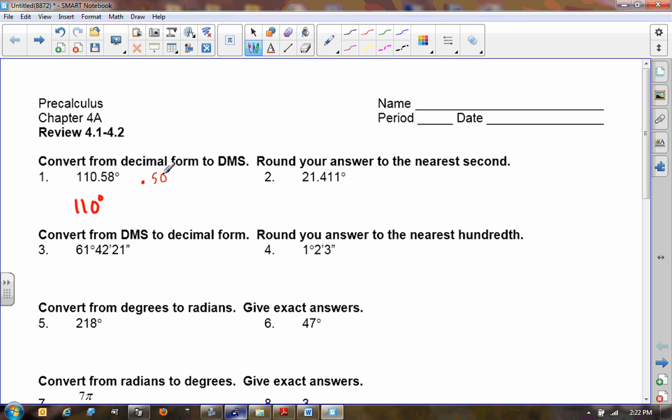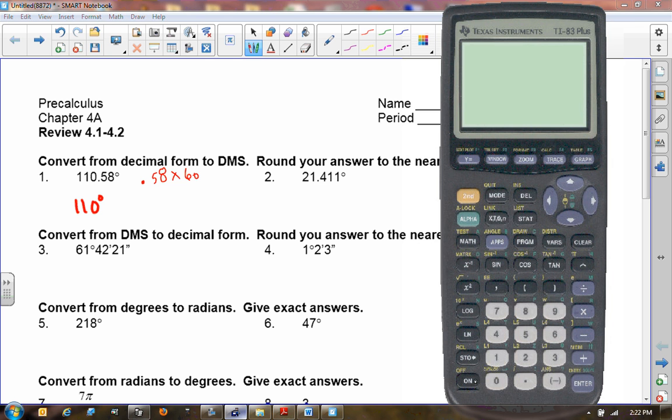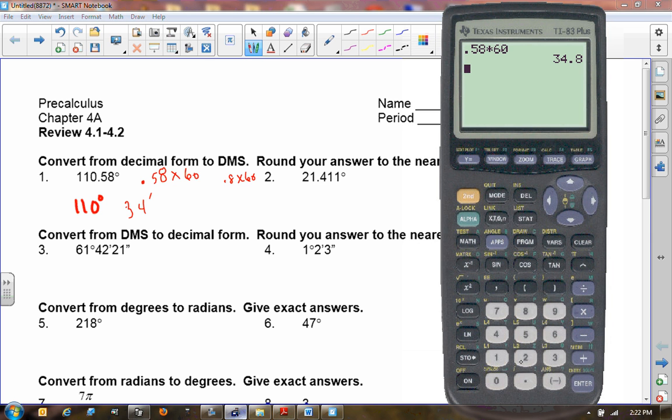0.58 times 60. That will get me the first part of it. So pull up my calculator again. Turn it on. 0.58 times 60 is 34.8. So the next part is the 34 minutes. Now I got to do the 0.8 times 60, because remember you got to get rid of one piece at a time. 0.8 times 60, that's how many seconds there are. There's 48 seconds.